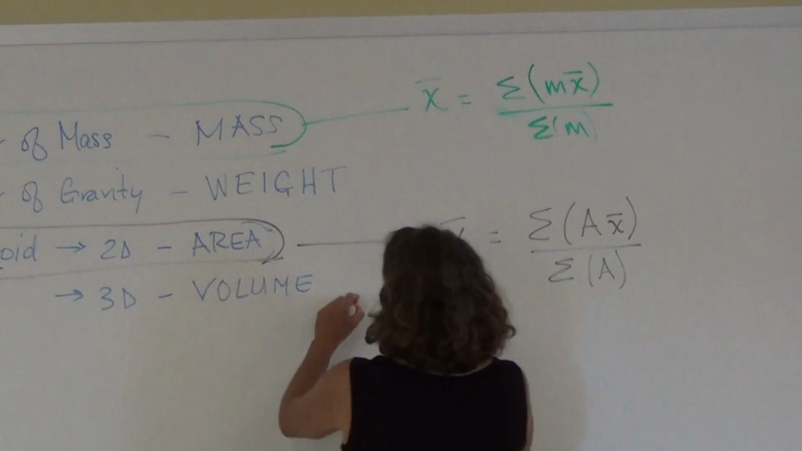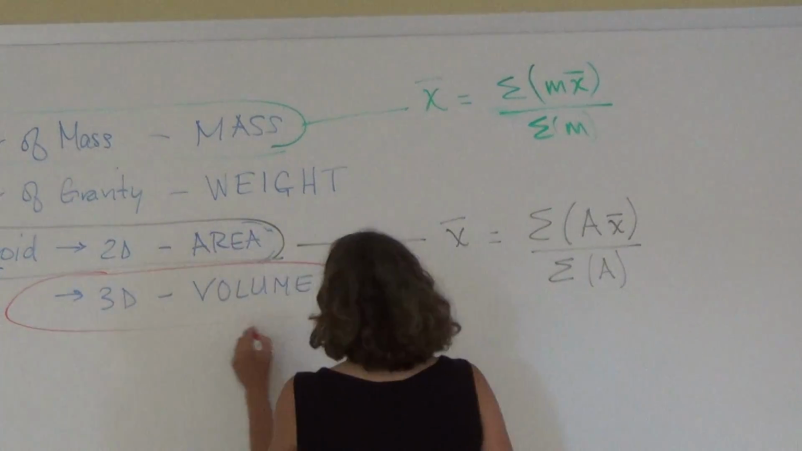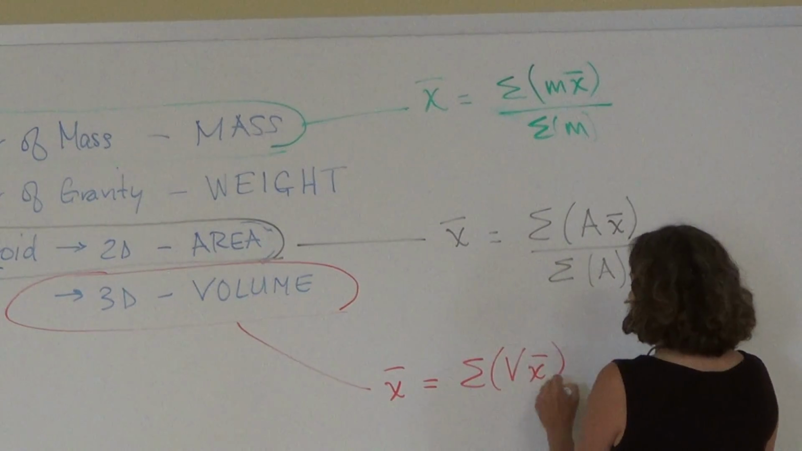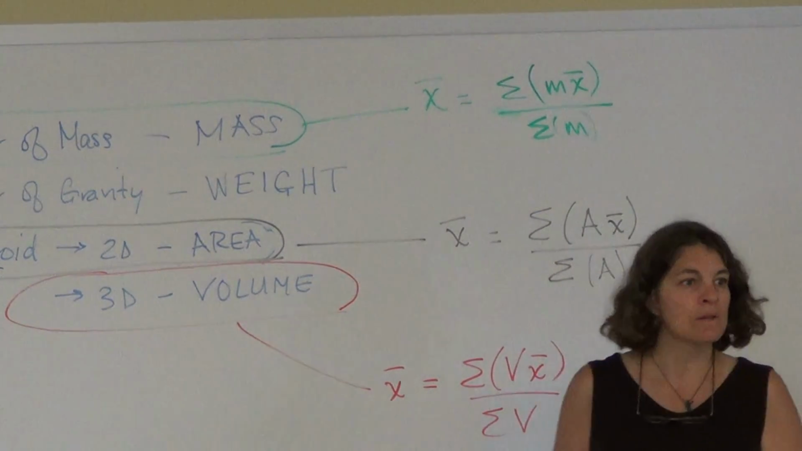Okay, Jill, how about this one? Centroid of volume. Sum of the volumes times distance, divided by the sum of the volumes. Sum of the volumes times the distances over the sum of the volumes. Okay, Hallie.